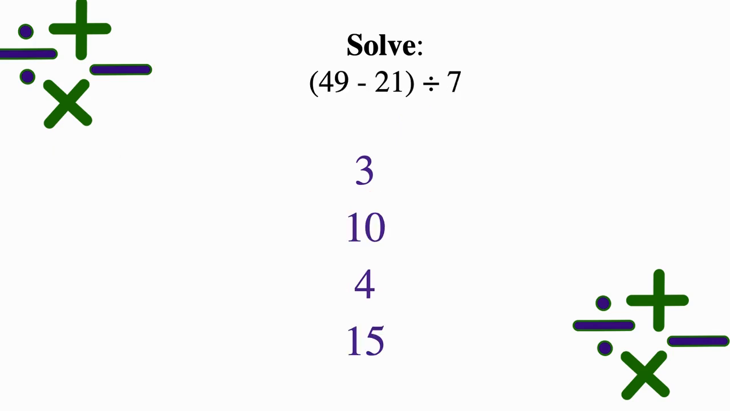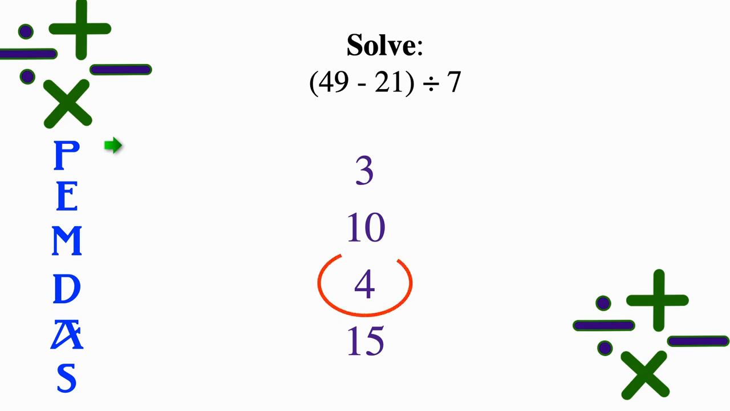Let's look at this one. (49 take away 21) divided by 7. You can do this with ease. Yes, I see those parentheses too. So we need to do PEMDAS. I'll give you a minute to think. You have your answer yet? I have mine. The answer is 4. Let's see how we got that.